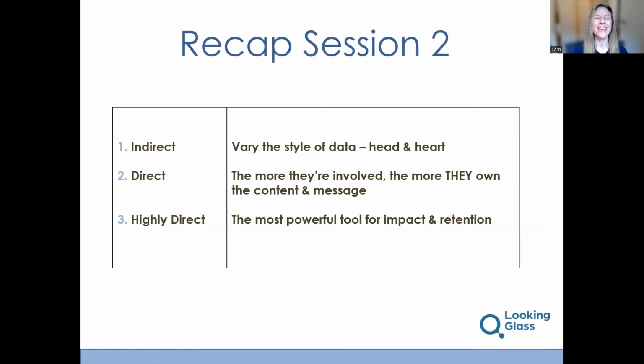Okay, so we've talked about indirect, direct, and highly direct audience involvement as ways of adding variety and interest to that chunky bit of your training session or your presentation. Indirect audience involvement requires that you use head and heart, left and right brain, IQ and EQ information to vary the style of the data. Direct audience involvement involves them much more so that they own the content and the message. And finally, your highly direct is your most powerful tool for impact and retention, but also your highest risk.